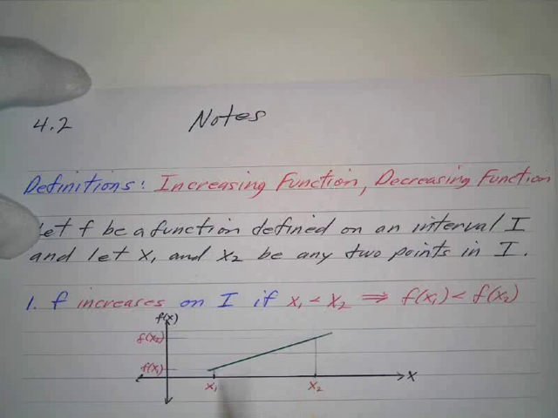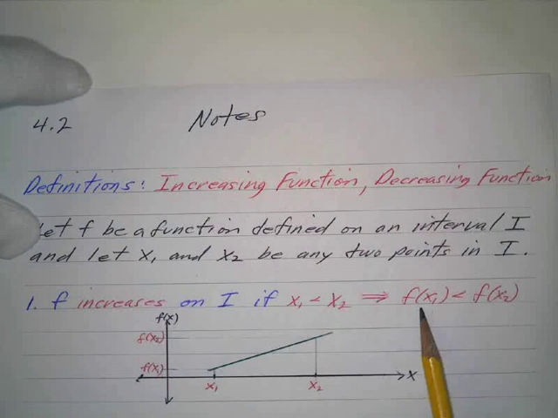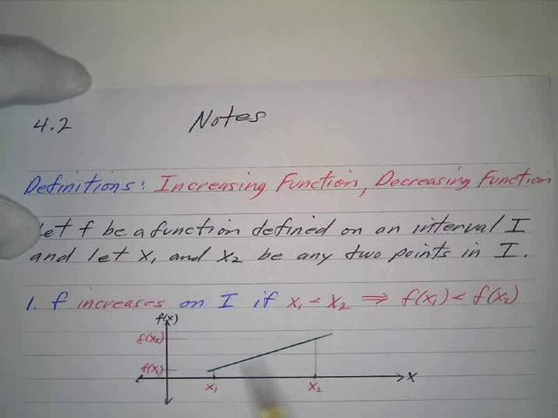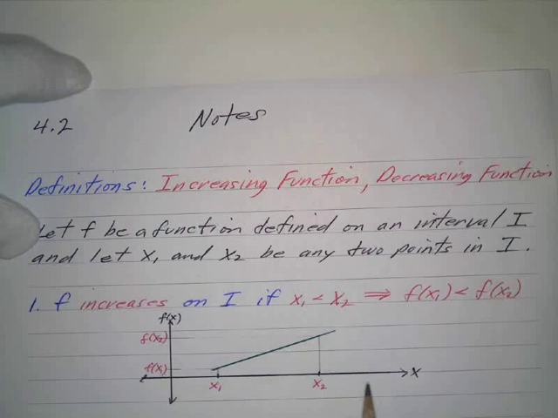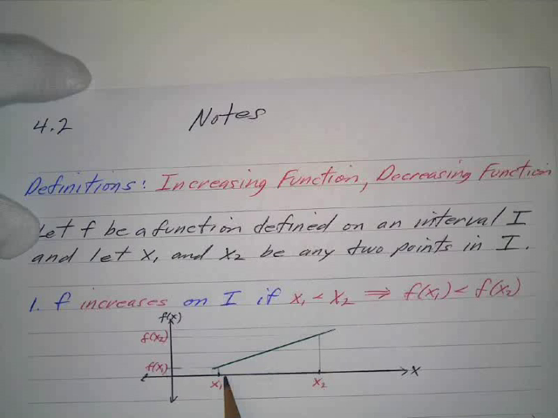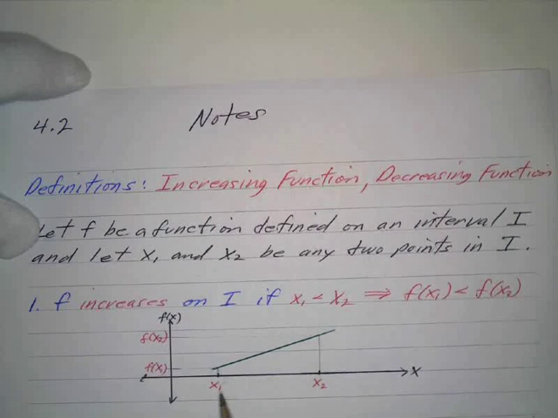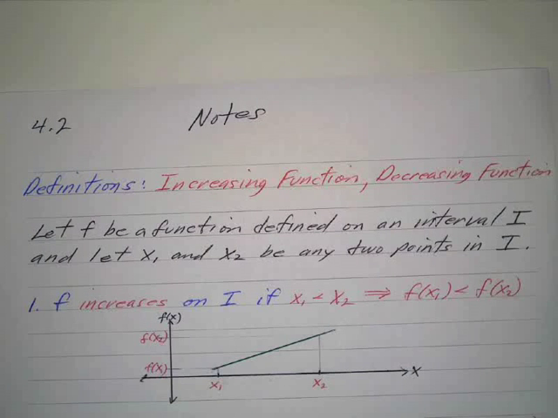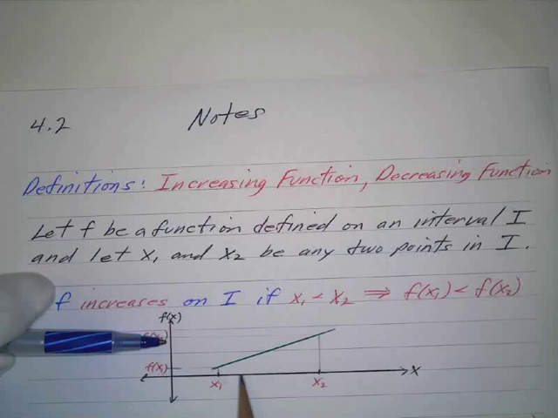So if x sub 1 is to the left of x sub 2, then the vertical position of x sub 1 will be lower or smaller than the vertical position of x sub 2. And that's just how we know that it increases. And you can see that's making sense, all right? In other words, as I move to the right, my values go up. That's all that's saying. So any point that is to the right of x sub 1, its vertical position will be greater than that of x sub 1. Okay? So again, as I move to the right, my values go up.